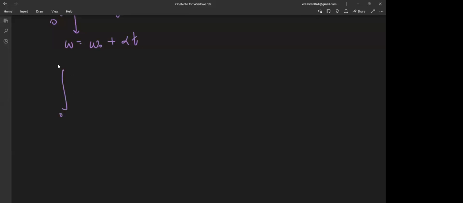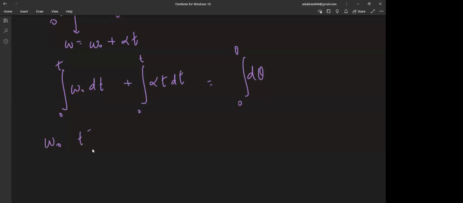So this will actually become, first, omega naught dt plus alpha t dt from 0 to t. Now see, the constant and variable problem has been solved. And we are integrating d theta from 0 to theta. So this becomes omega naught t from 0 to t. Alpha is common. This becomes t square divided by 2 from 0 to t. And this is theta from 0 to theta.